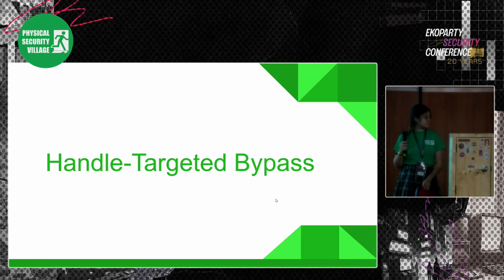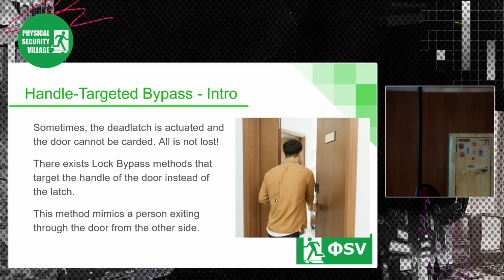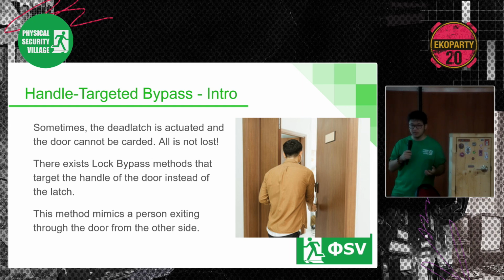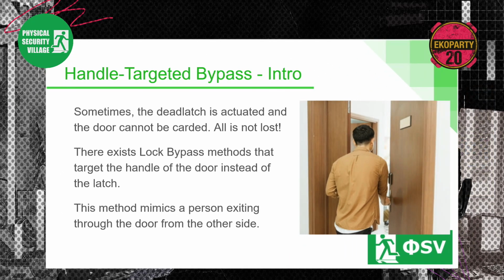Cool. So now I'm going to talk a little bit about some handle-targeted bypass. So sometimes the dead latch is actually working properly, and you'll have to go through some other methods. So there are some bypass methods that target the handle of the door instead of the latch. So it mimics a person entering from the inside of the room while the person is actually on the outside.